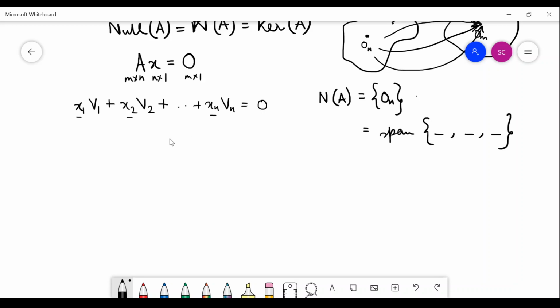If these are found out to be all zeros, that means my x, which is x1, x2 up to xn, is equal to the 0 vector only. So my null space is this, that case.